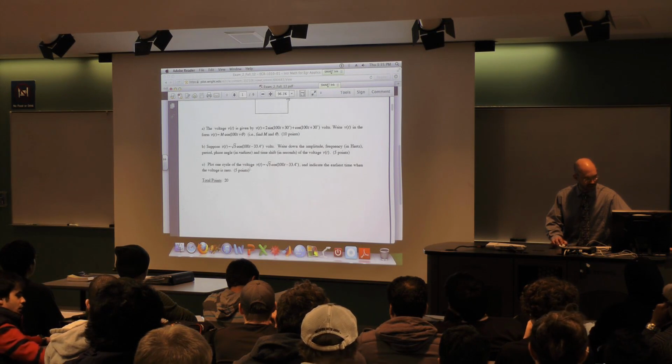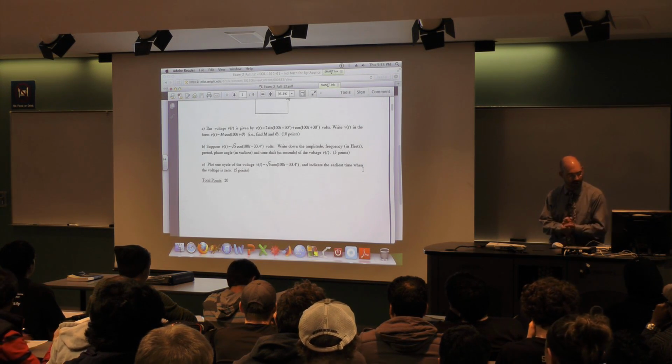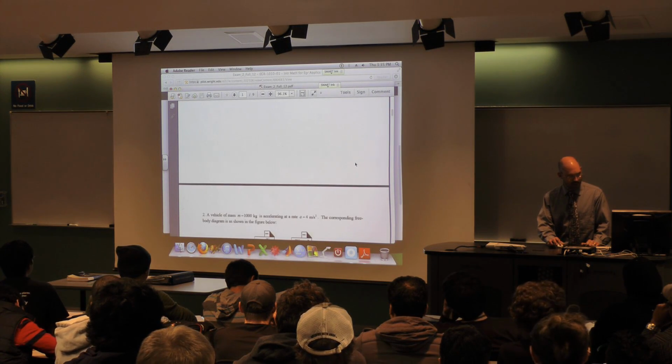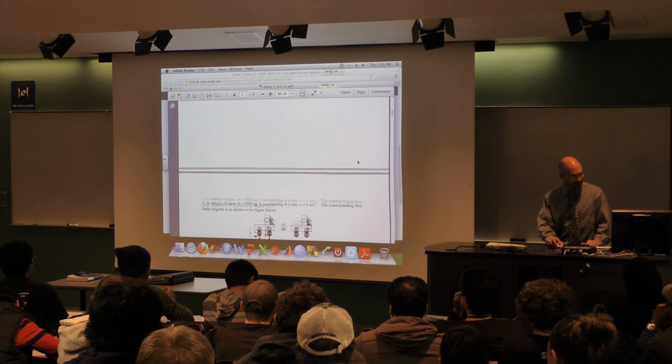And then being able to sketch by hand, and indicate things like the earliest time when the voltage is 0 or maximum or whatever. So you guys get the gist, sinusoids.